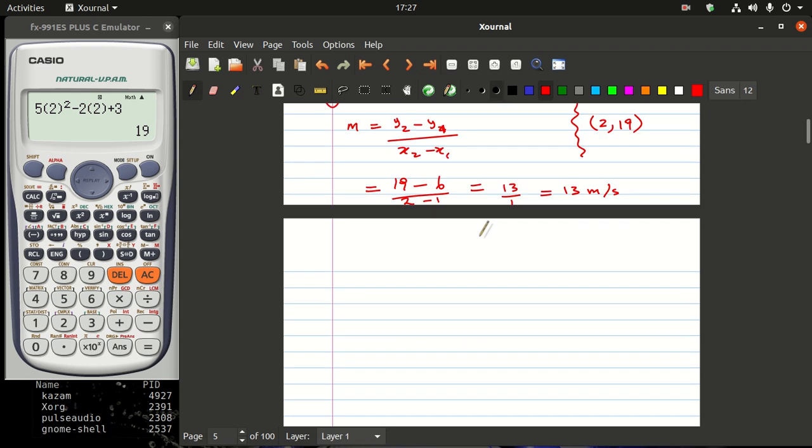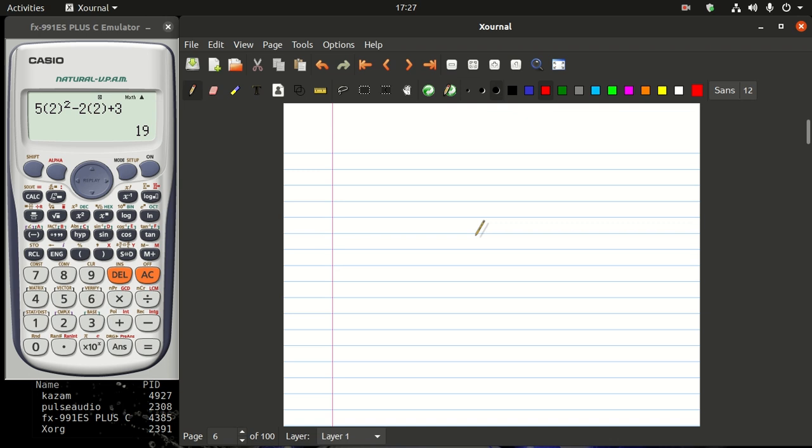Now, let's take one last example and then we can call this a day. But before we do that, I want to mention something here. Just a quick summary. So, for average rate of change, our m is going to be, we always have this formula, we always use it, y2 minus y1 divided by x2 minus x1.